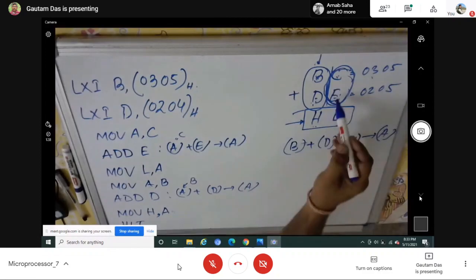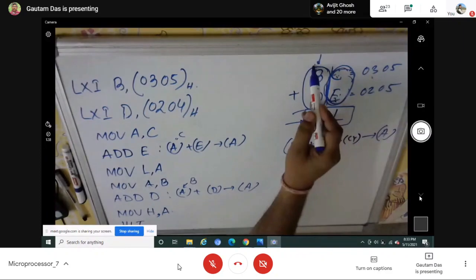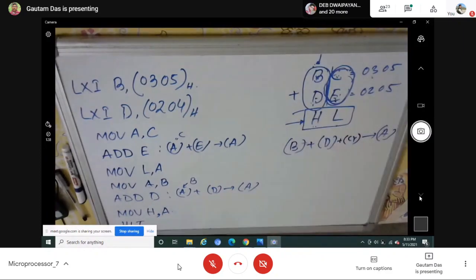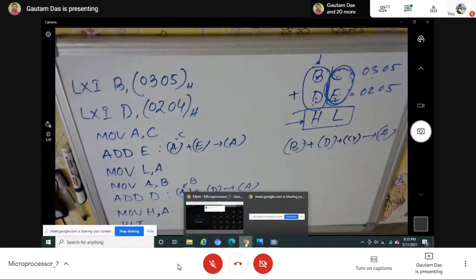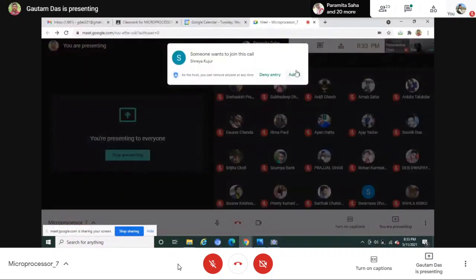Whenever a carry is generated during the addition of C and E, suppose a carry is generated, where will this carry be set? It will be set in the carry flag. Carry may be generated; it will be there at the carry flag. So our solution to get a proper result is that whenever we are adding B and D, during that time, we must add that carry also.